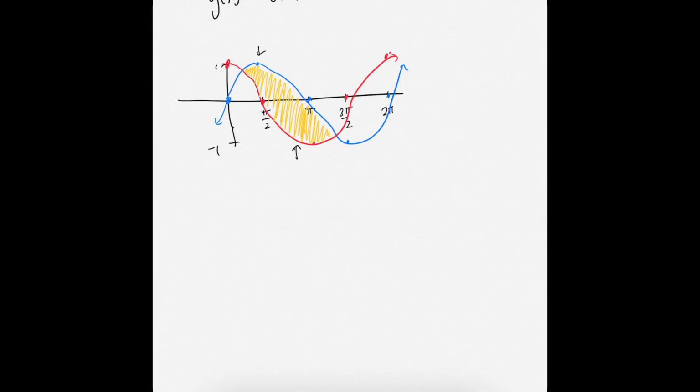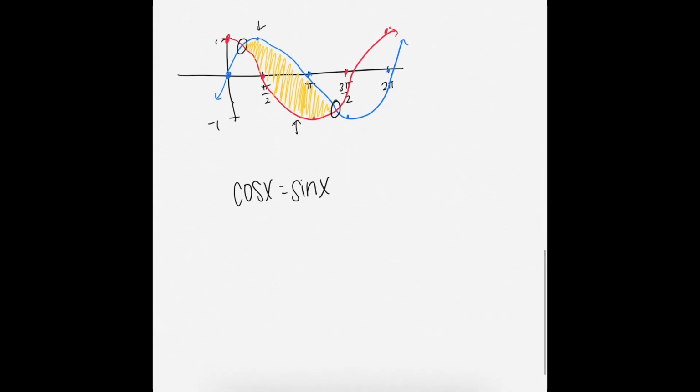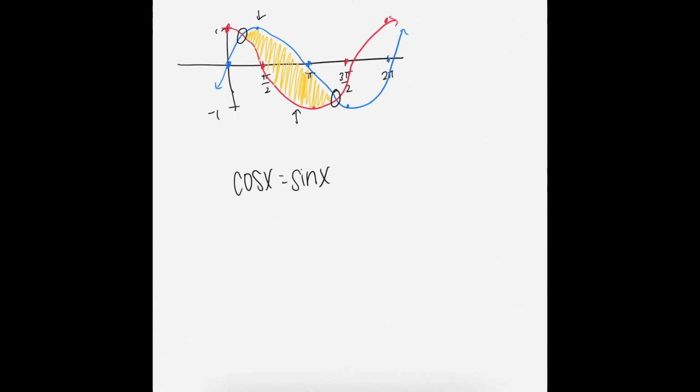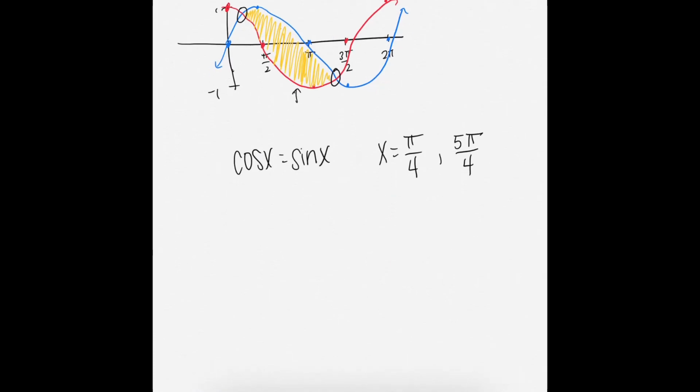But remember, we have to find where they intersect in order to know where we're integrating between, so our a and our b. So let's say, where is cosine of x equal to the sine of x? So if you remember the unit circle, where are sine and cosine equal? So at pi over 4, x is equal to pi over 4. They're both square root of 2 over 2. And then 5 pi over 4 is where they're equal again.